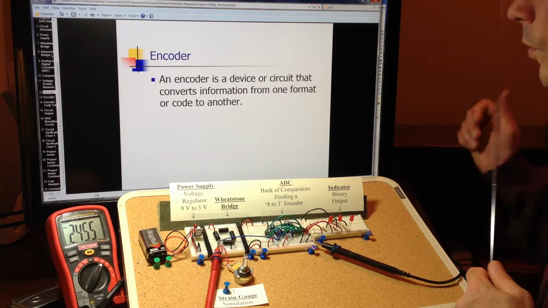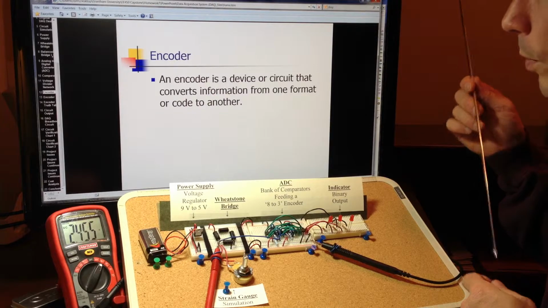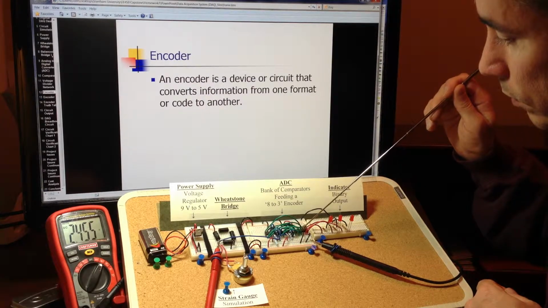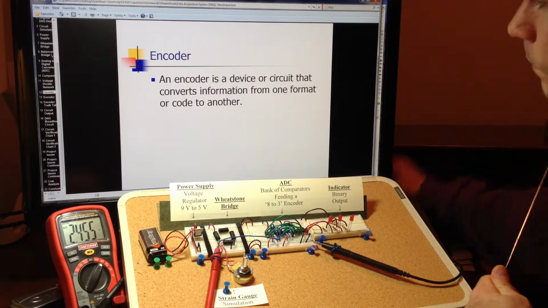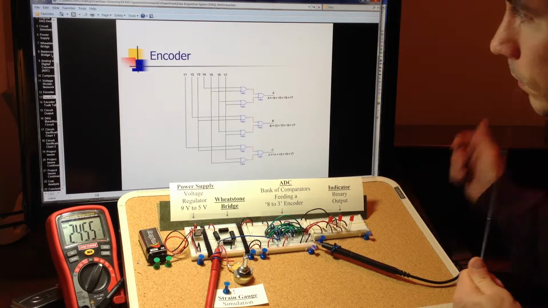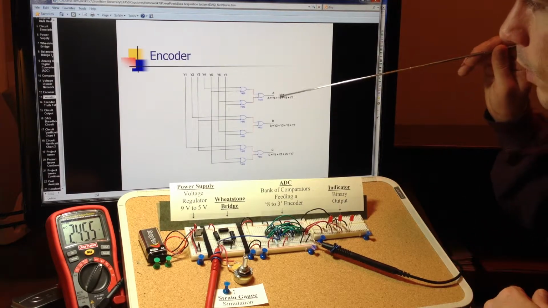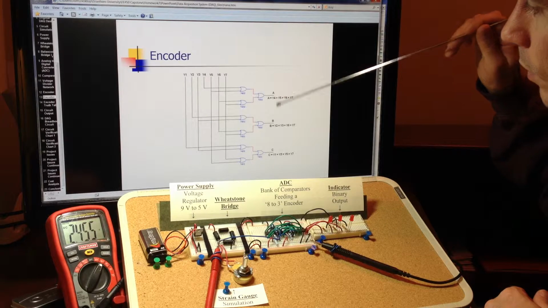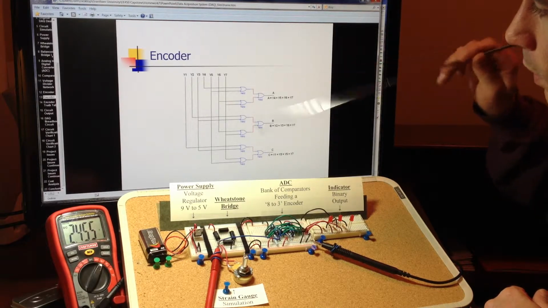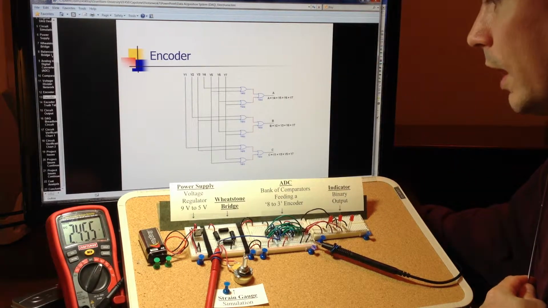An encoder is a device or circuit that converts information from one format or code to another. That's this microchip here. This is the internal makeup of the encoder. You have 8 inputs and 3 outputs. It's made up of OR logic gates.